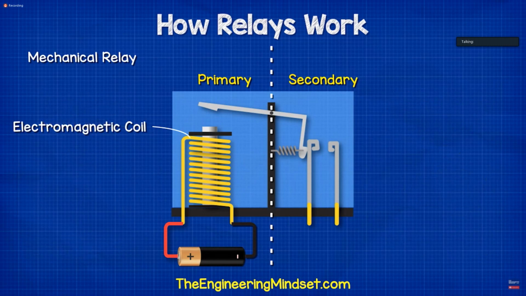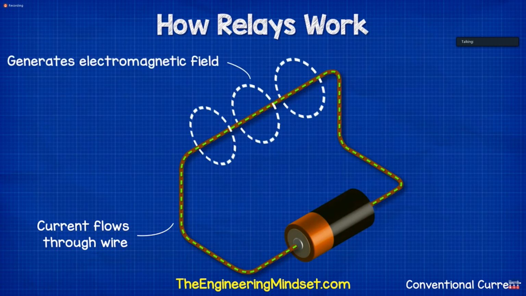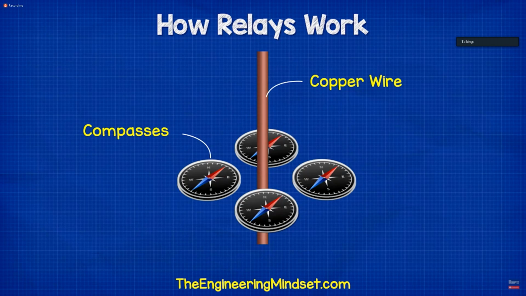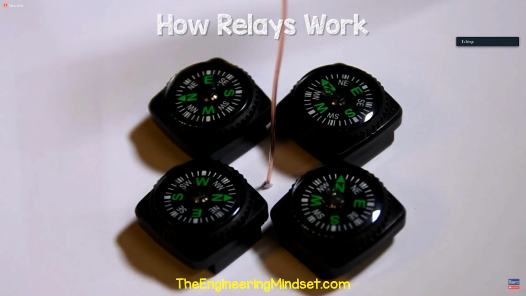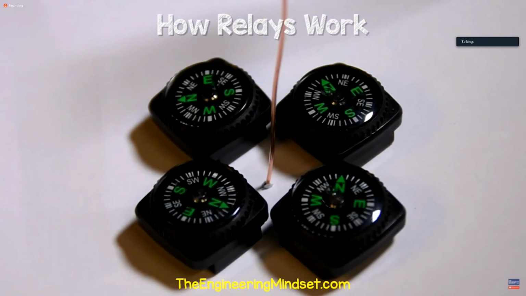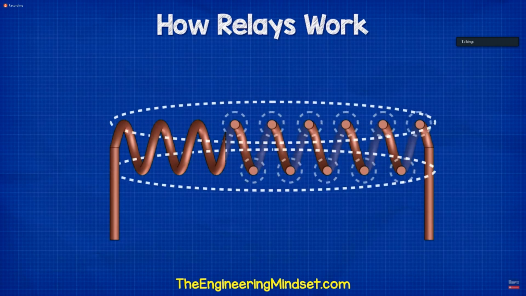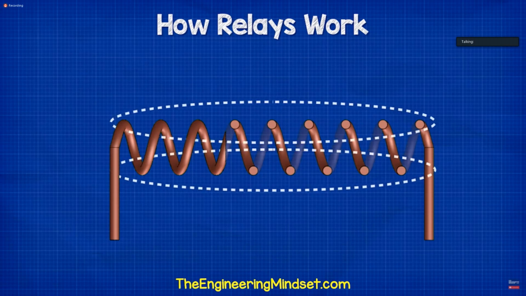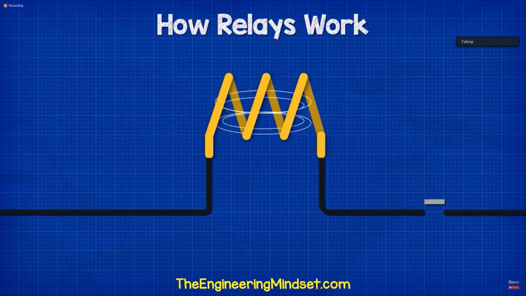On the primary side, we find an electromagnetic coil. This is a coil of wire which generates a magnetic field when current passes through it. When electricity passes through a wire, it creates an electromagnetic field. We can see that by placing compasses around the wire. When we pass a current through the wire, the compasses change direction to align with the electromagnetic field. When we wrap the wire into a coil, the magnetic field of each wire combines together to form a larger, stronger magnetic field. We can control this magnetic field by simply controlling the current.